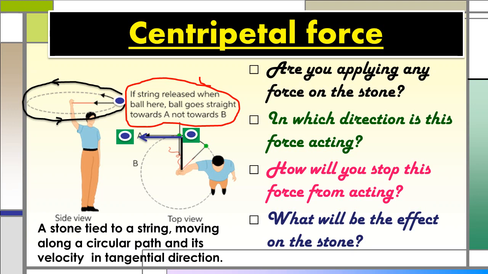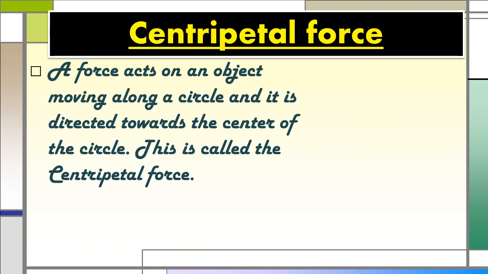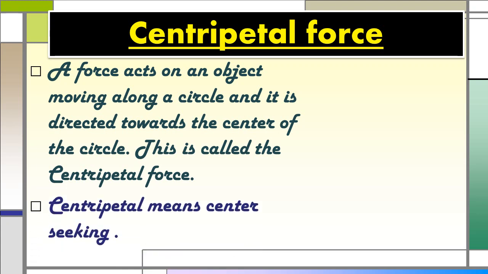And you may recall that we have performed a similar activity. So this was all about a stone tied to a string moving along a circular path, and its velocity will be in the tangential direction. Okay, so student, this is the centripetal force. Now let's understand the proper definition of the centripetal force. A force that acts on an object moving along a circle, and is directed towards the center of the circle, is called the centripetal force.